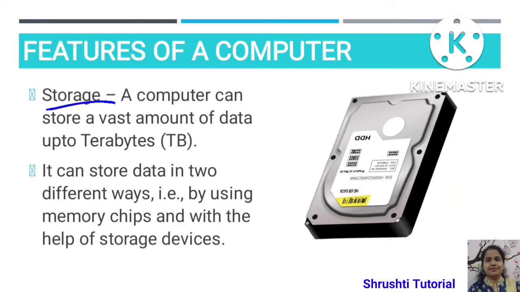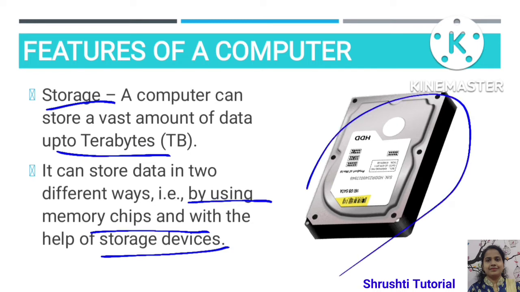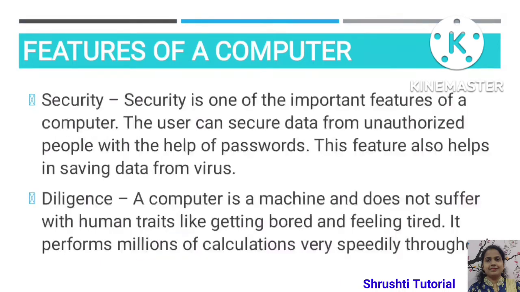Features of computer storage. A computer can store a vast amount of data up to terabytes. It can store data in two different ways, by using memory chips and with the help of storage devices. You might have seen memory chips, we also use them in mobiles, small chips. With the help of memory chips we can store the data, and with the help of storage devices also we can store the data. Some storage devices are pen drive, CD-ROM, hard disks.